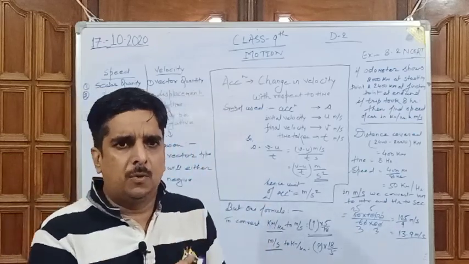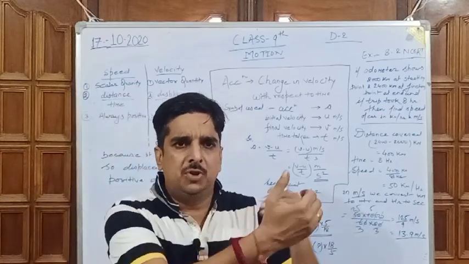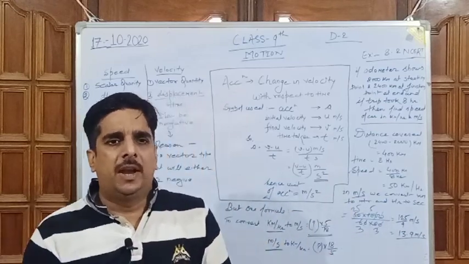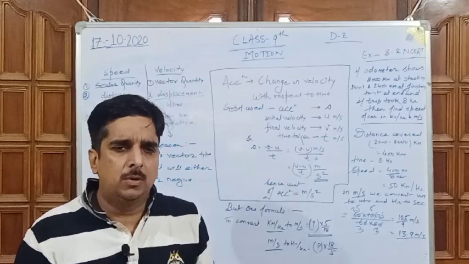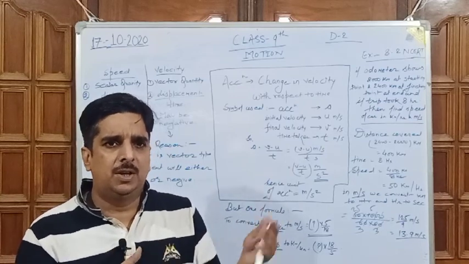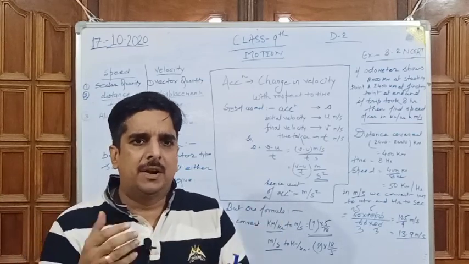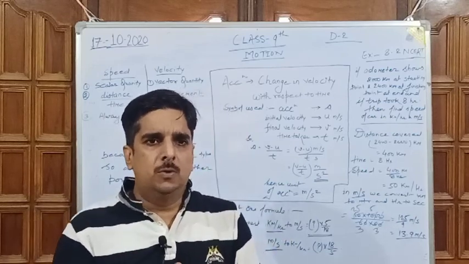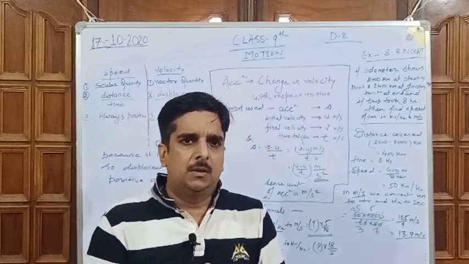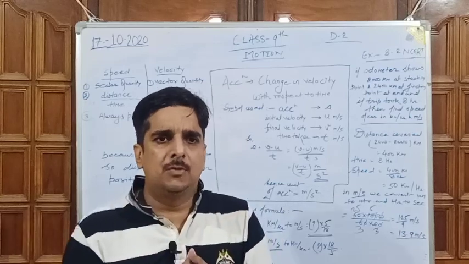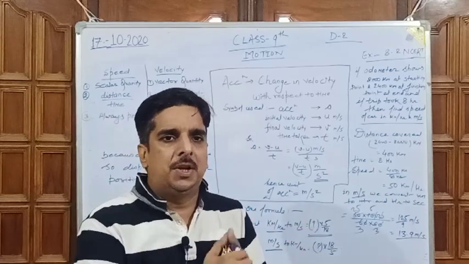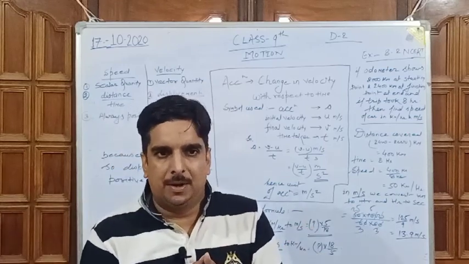What is motion? What we discussed is that motion is nothing but change in position, in which we studied speed, velocity, etc. I told you that speed is known as a scalar quantity, whereas velocity is known as a vector quantity.